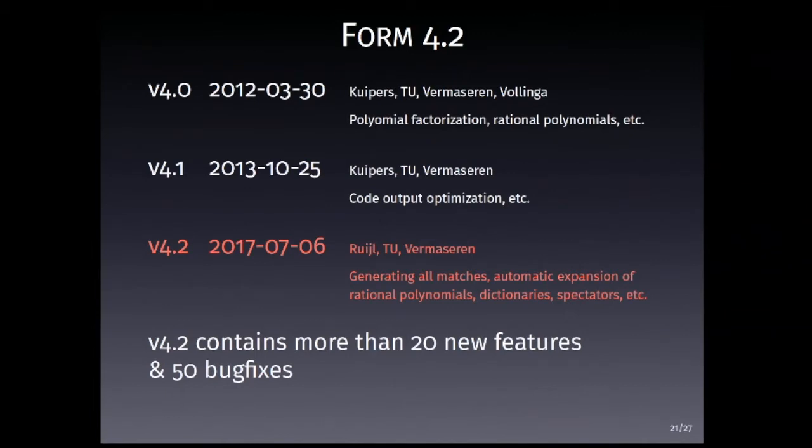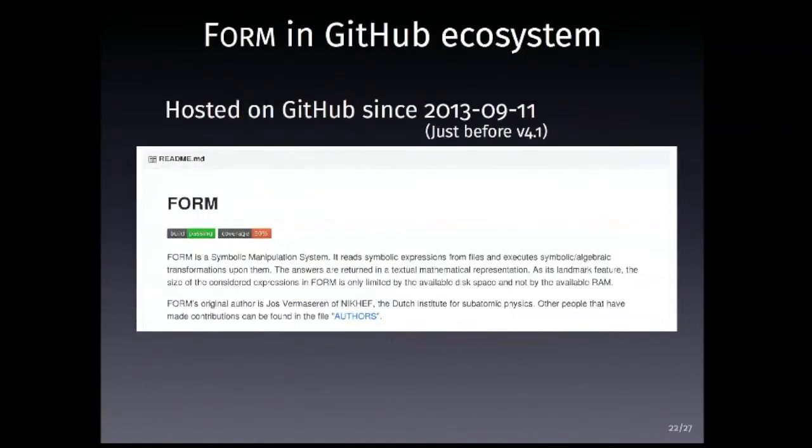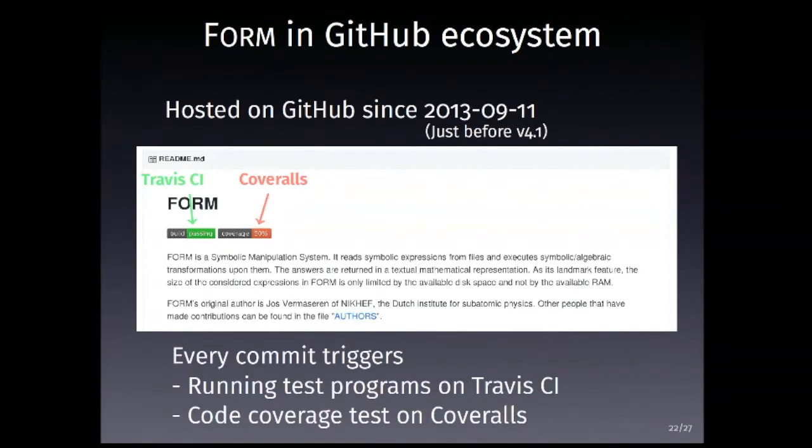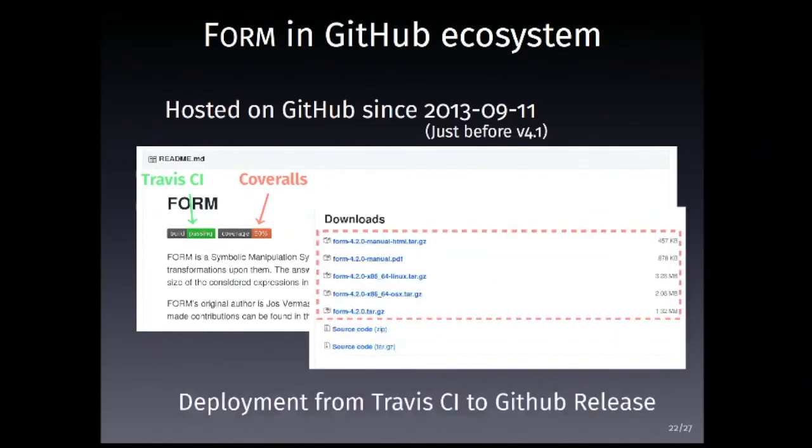Okay, thank you. So anyway, this is just history. FORM 4.0 was released in 2012, 4.1 appeared in 2013, and 4.2 we released this July. And actually, version 4.2 contains more than 20 new features and more than 50 bug fixes. FORM is now hosted on GitHub, and it's nice. It has a nice issue tracker and wiki, and the repository is connected to some third-party services for keeping the quality of code. And for the release of version 4.2, we used automatic deployment to the GitHub release page. And we are quite happy with such an automated system.